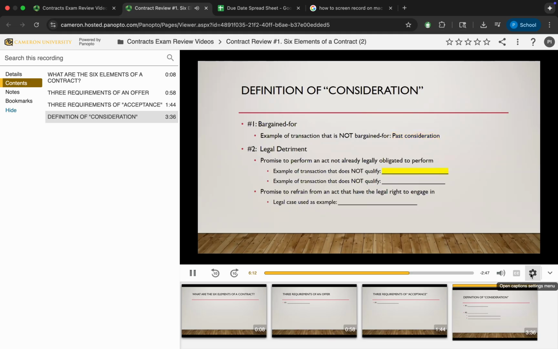Okay, if we look at this slide, at the area that's highlighted, now we're going to move down to the issue of legal detriment. Remember that one way we have a legal detriment is we promise to perform an act we are not already legally obligated to do.